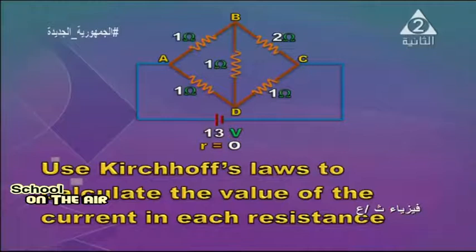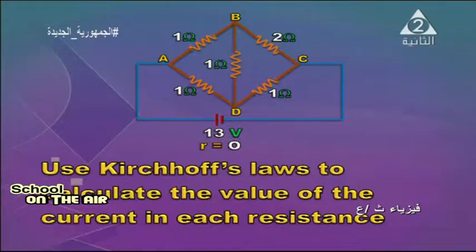Another problem, and it is on Kirchhoff's laws. In front of you, we've got a circuit. We've got an arm AB that contains a 1 ohm resistor, arm BC a 2 ohm resistor, arm CD a 1 ohm resistor, and AD a 1 ohm resistor. And there is a resistor that connects B and D, which is also 1 ohm. The bridge is not balanced. This is quite clear. It's not balanced because 1 over 2 is not equal to 1 over 1.